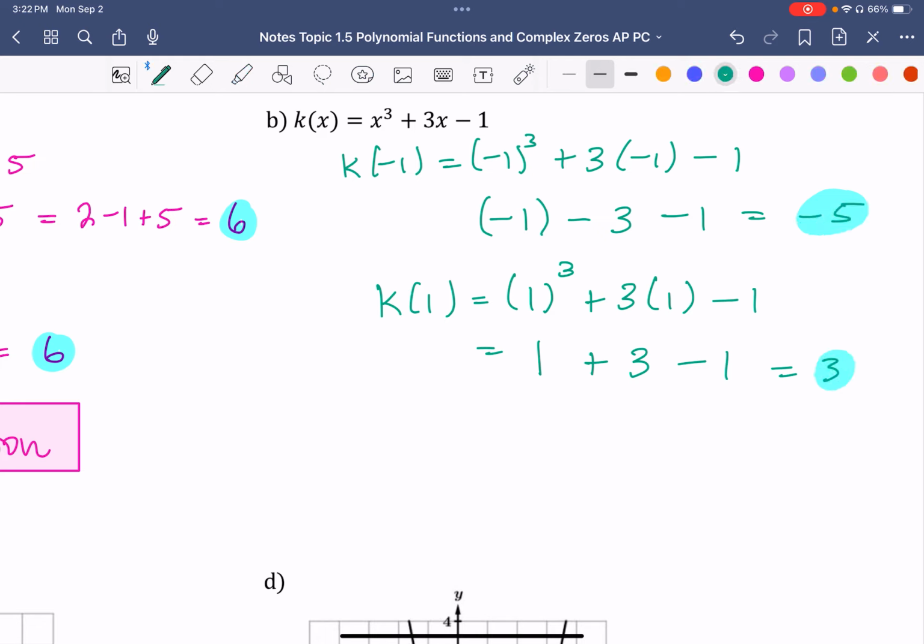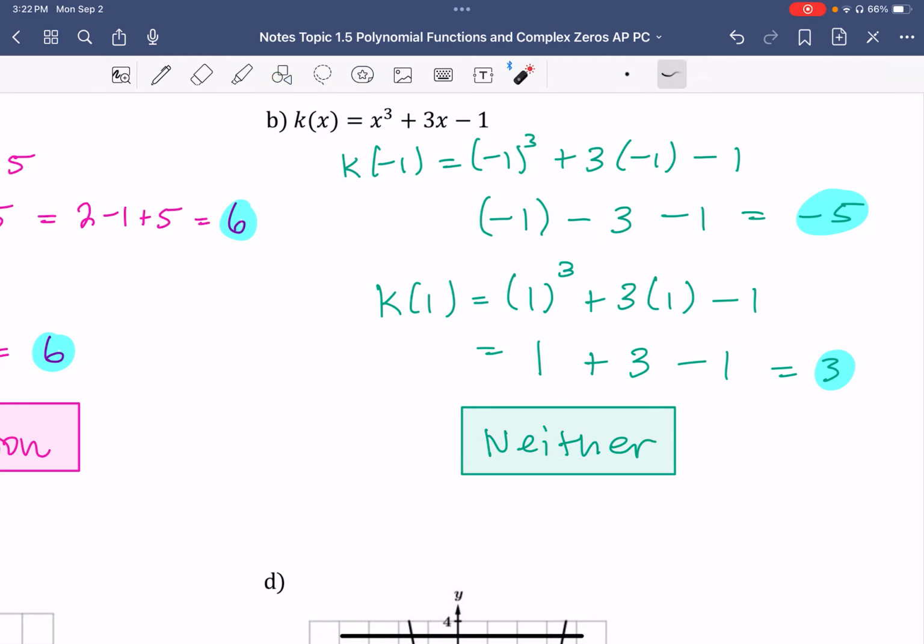They are opposite signs, but they're not the same digit. Okay, that means that this is neither even or odd. Okay, if it had been negative 5, positive 5, then it would be odd. Or if it had been negative 3, positive 3, then it would be odd. If it had been negative 3 and then negative 3, it would be even. But anytime you have random numbers put together, it doesn't matter that the signs are opposite. If the numbers are not the same, it's going to be neither.